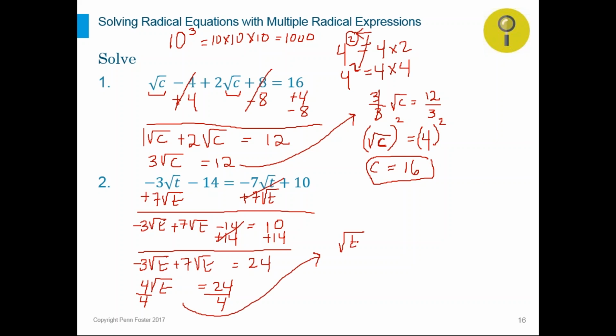The radical of t equals to 6 because 24 over 4 is 6. Now I need the value of t, not the square root of t, so I need to reverse the square root of t, then square and square. T equals to 36. So these are two different ways to rearrange the equation. You can write them both and try them both and see which one is more convenient to do.